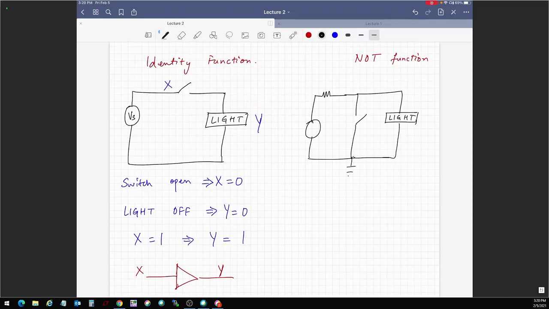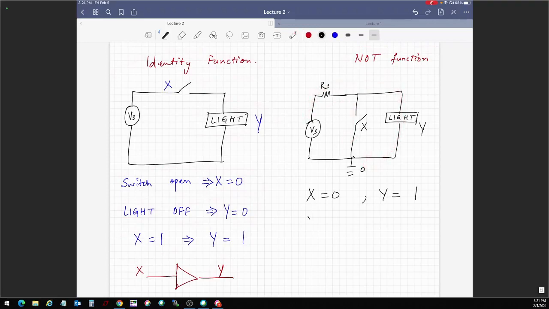But I'm going to use the same definition, the same mapping, which means when the switch is open, X is 0, and when the light is off, Y is 0. The mapping is the same. I still have Vs, I have some small resistance here, then I have the X here, then the Y here, right? Now what is going to happen? When X is 0, the switch is open, what is Y? 1, right? Because it's lighting up now. Because no current goes through the switch, all the current has to go through the light, turning it on.